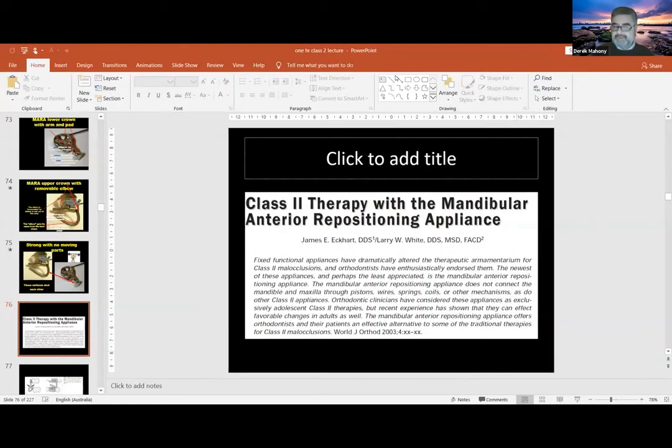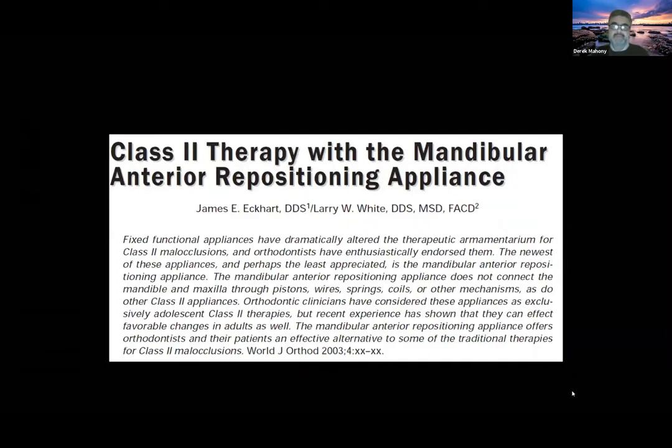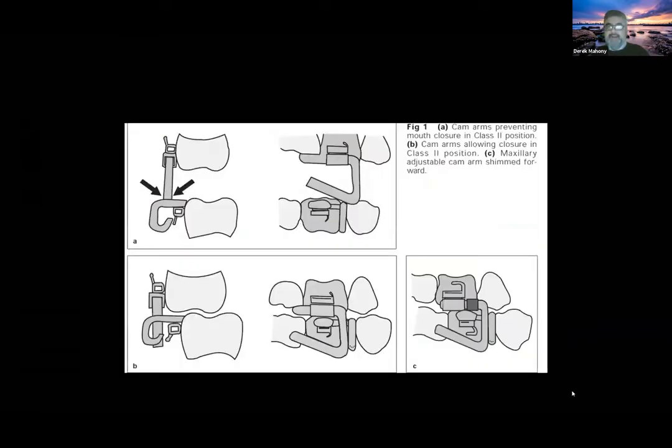The papers that we're reviewing include this excellent paper, which is a good clinical summary of how to use the MARA. This is by James Eckhart. I've already referenced him. And what's good about this paper, it shows adults and children. Now, that's how it works.